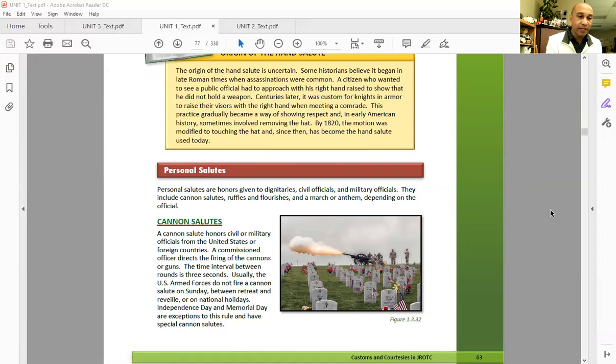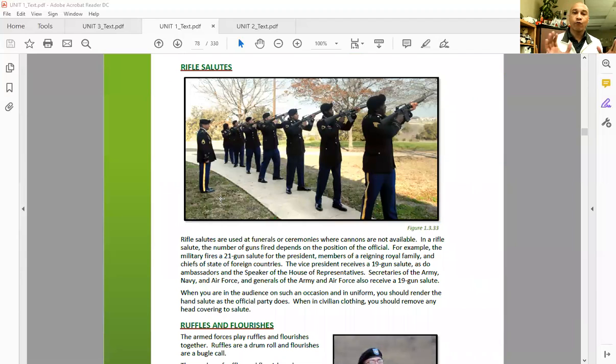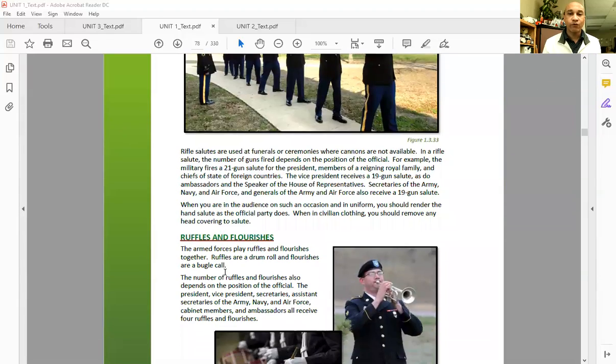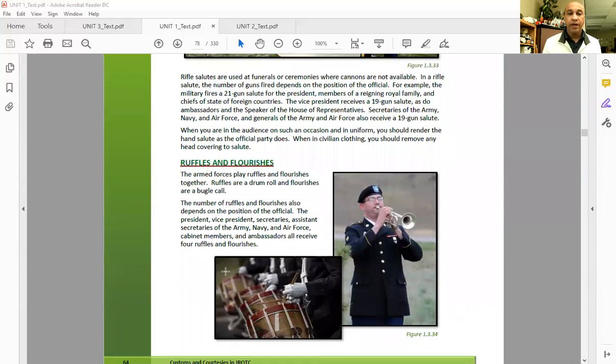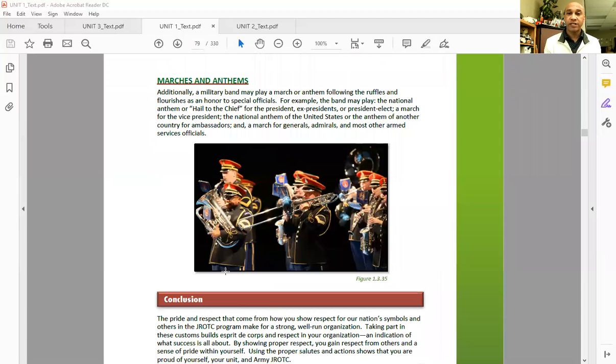If you go by the regulations and everything, everybody's entitled to certain things. I'm not going to ask you how many you're entitled to, but just know that a cannon salute is a form of personal salute. A rifle salute is a form of a personal salute. Ruffles and flourishes. Remember, ruffles is the drum roll. Flourishes is the bugle call. That is a form of personal salute. And then you have your marches and anthems.